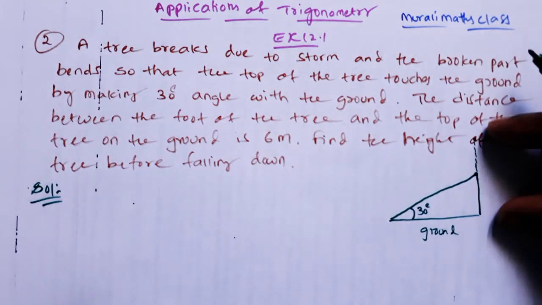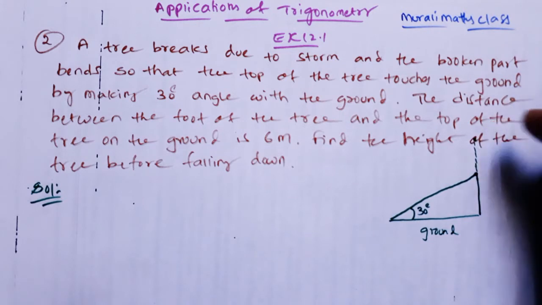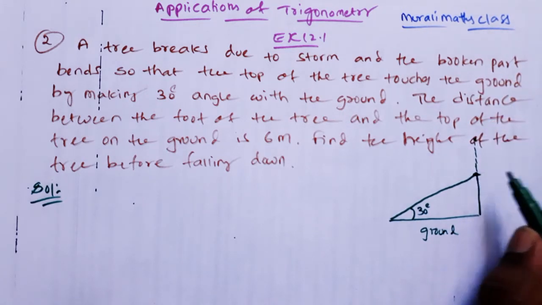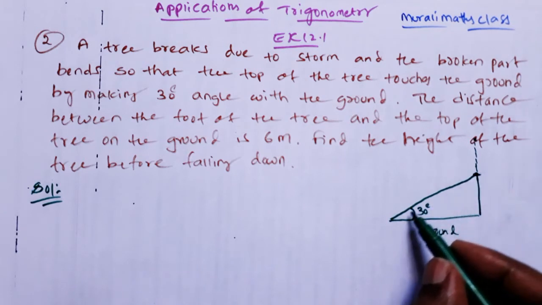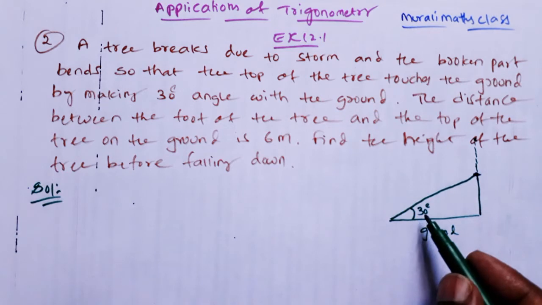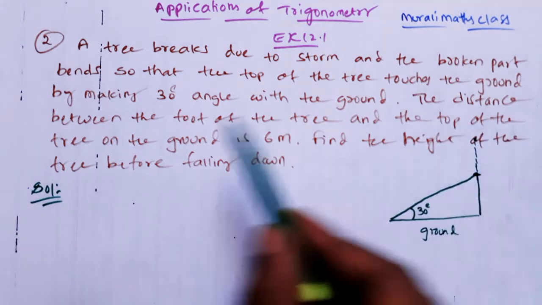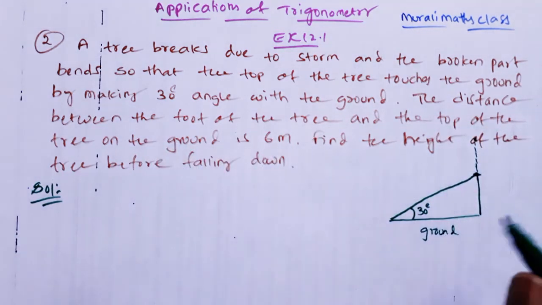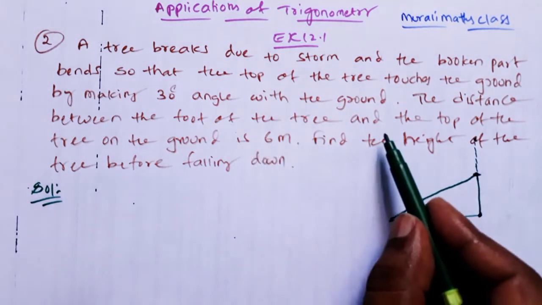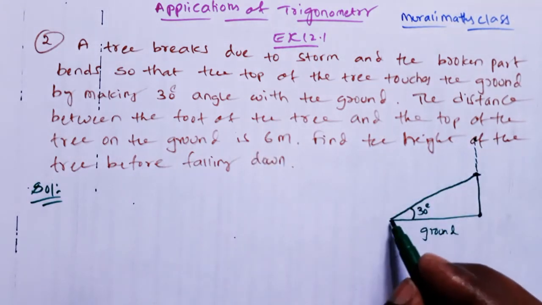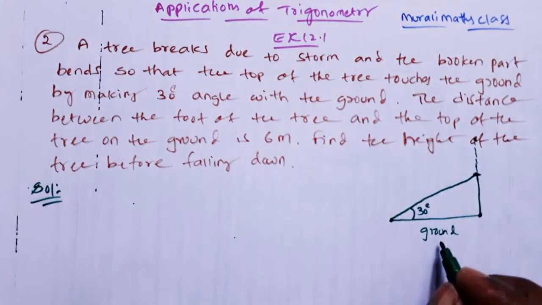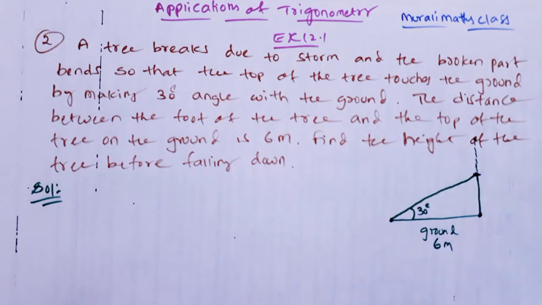This tree breaks at this point. It is breaking and falling like this on the ground, making 30 degrees angle. Next, the distance between the foot of the tree, this one, and the top of the tree, this one, is given. How much is given? 6 meters.